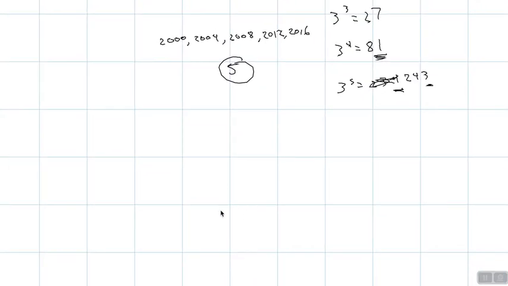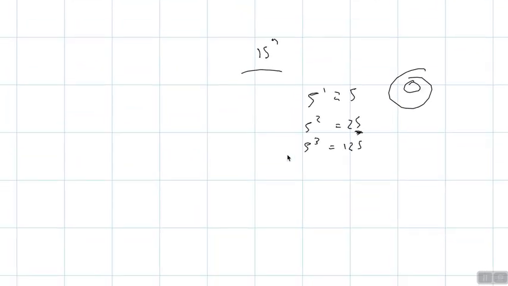Now looking at 15 to the n, pretty quickly, I know that every multiple of 5, 5 to the 1, 5 to the 2, 5 to the 3, every multiple of 5 will always end in a 5. So actually, 15 to the n, that'll never end in a 1. So there are 0 possibilities there.